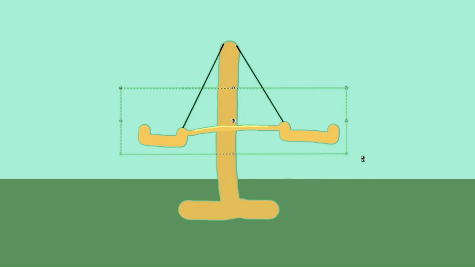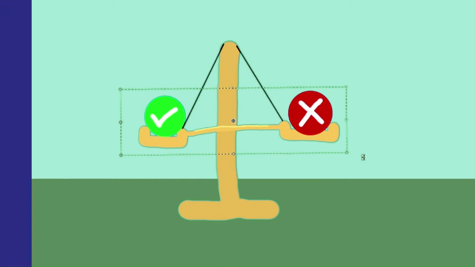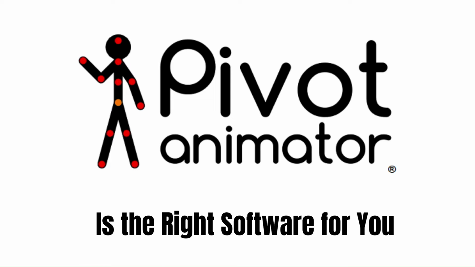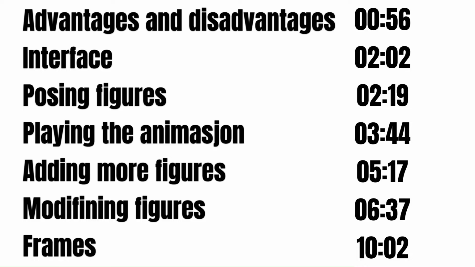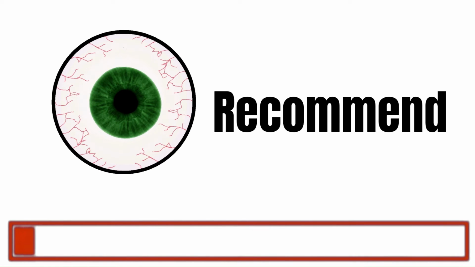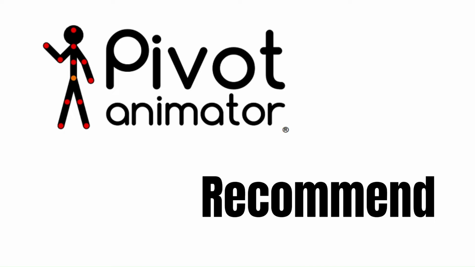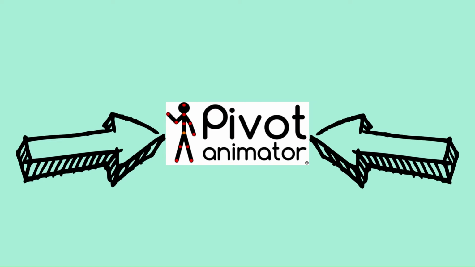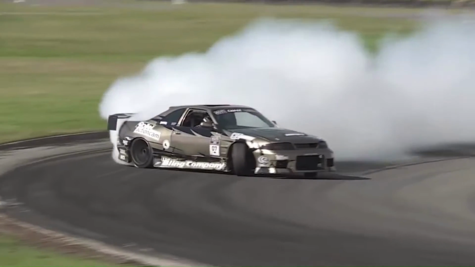I will also discuss some of the advantages and disadvantages with Pivot Animator, so you can know if Pivot is the right software for you, as well as a ton of other stuff. There's timestamps in the description, but I would recommend watching in chronological order, seeing as that is the way the tutorial is recommended. And this is part one, where I'm gonna teach you everything you need to do the basics in Pivot Animator and become a racer at animating without any experience.